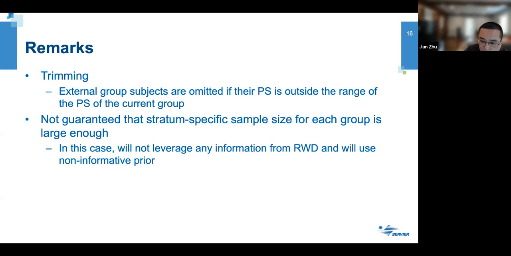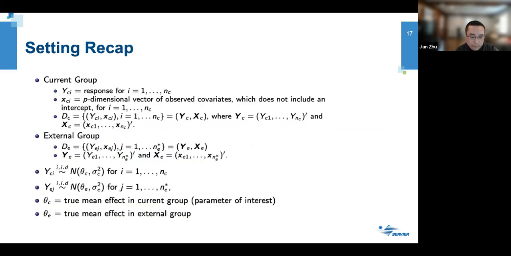And for certain strata, the sample size for each group may not be large enough for the external data. For the trial group, it's guaranteed, right? For example, if we are looking at 5 strata, the sample size in the current trial arm is divided into 5 parts. However, for the external data source, it's not guaranteed to have a sufficiently large number of patients. If the sample size is too small, we will not leverage any information from the external arm, and we will use the non-informative prior instead. Okay, Eric, the floor is yours.